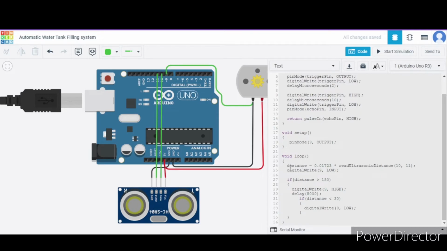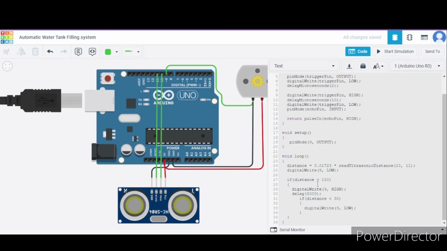And now, in this void loop function, we are calculating the distance in centimeters using this formula. After it, we are writing pin number 9 low. So, in the initial phase, the motor will not rotate.